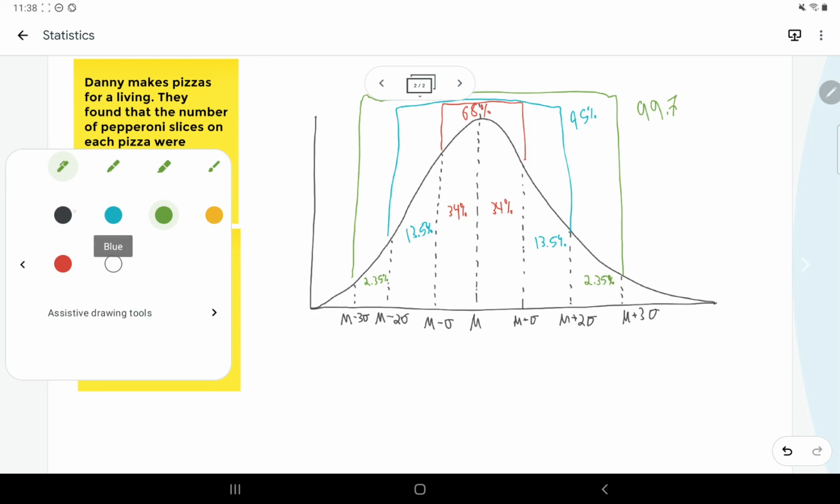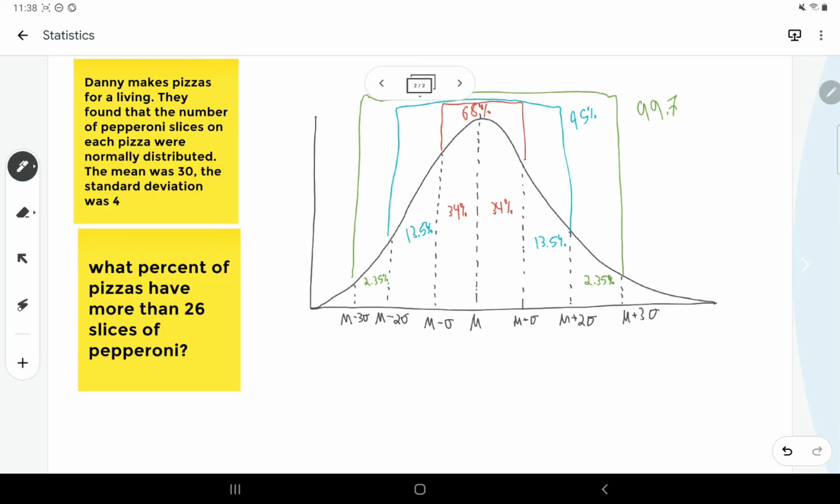Okay, so we need to put some numbers on this chart first. So I'm going to leave the schematics here, but I'm going to fill in the numbers below. Okay, so we know that the mean was 30 slices. And we know that the standard deviation is 4. So we're going up by 4 as we go to the right here. So 30, 34, 38, 42. Okay, we're going down by 4 going left. So it's 26, and then 22, and then 18. Okay, so minus 4 going that way, plus 4 going that way.